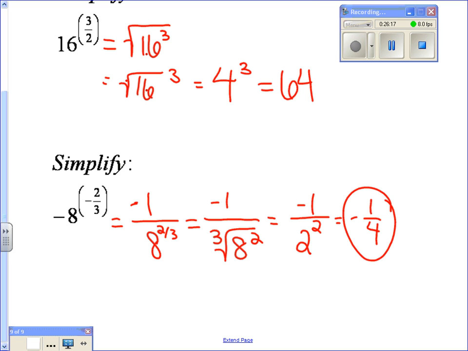Plug it in. Raised to the 5th root, it's this little button here near where the square root is. It's like a little X.